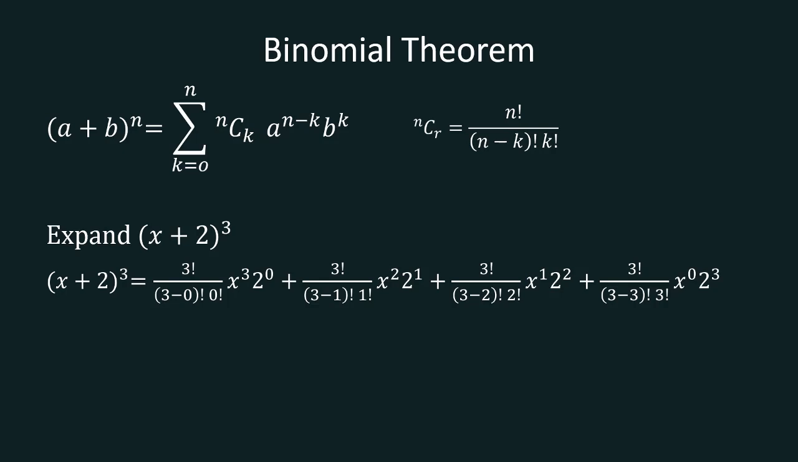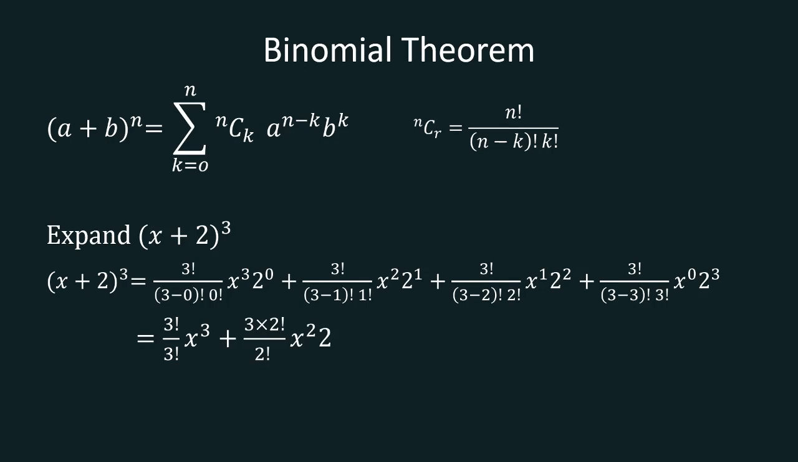Now let's simplify it further. The first part is now 3 factorial divided by 3 factorial, because 3 minus 0 is just 3 and 0 factorial is 1. So we are left with 3 factorial divided by 3 factorial times x cubed, and the 2 is gone because 2 raised to the power 0 is 1. So 1 times x cubed is still x cubed, plus the second term gives us 3 times, and we expand.